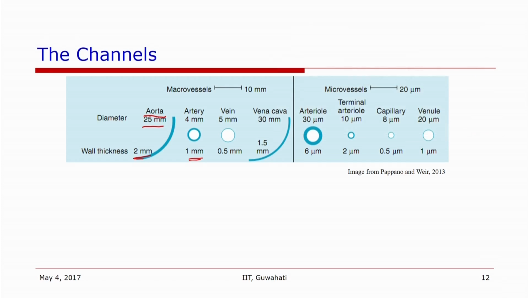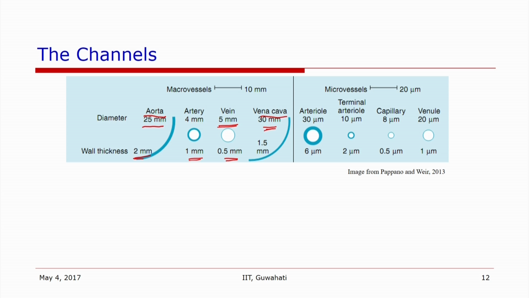The size of the veins is also about 5 mm, but their thickness is very small, because the veins have relatively very low pressure. So, the thickness of the vein is smaller, and then the vena cava, which takes blood back to the heart, has a size of about 30 mm, and the thickness is about 1.5 mm.